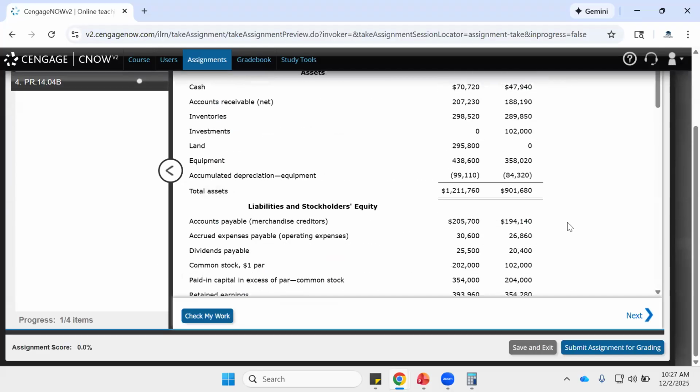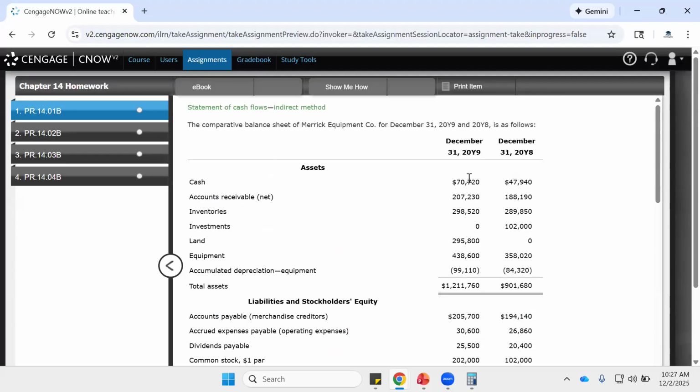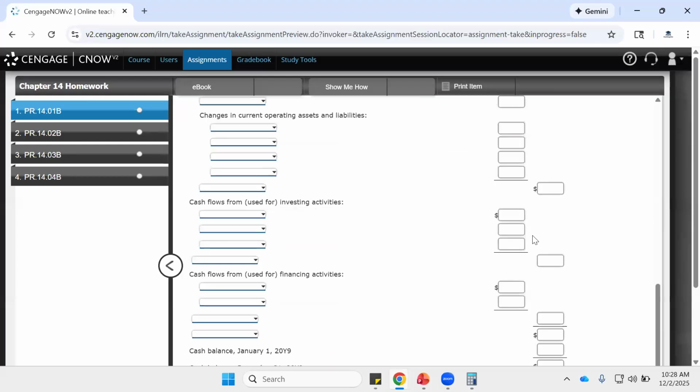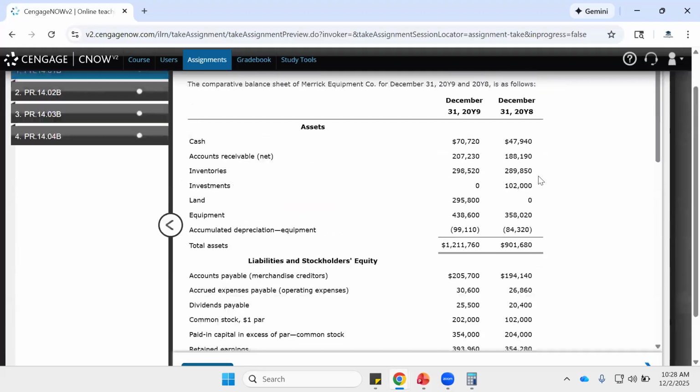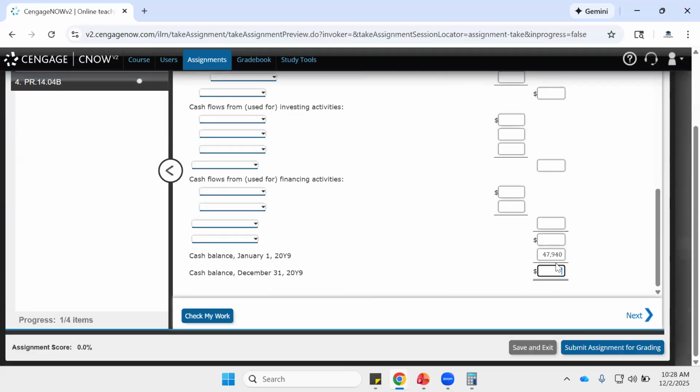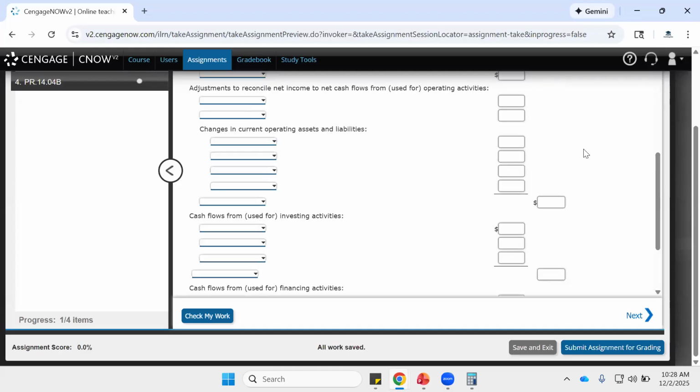So, because this is a puzzle, we have to start with what we know. And we know that the beginning cash was 47,940. And the ending cash balance, 70,720. Because that's given to us in our balance sheet.